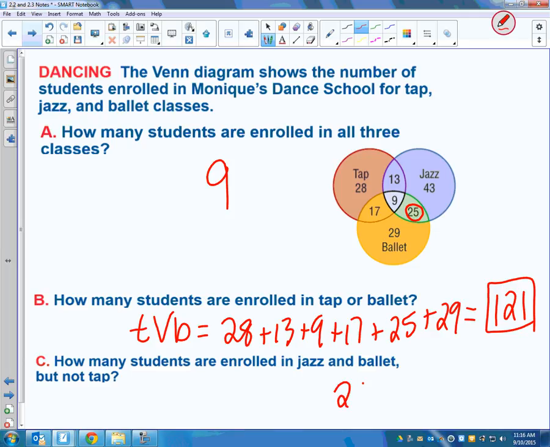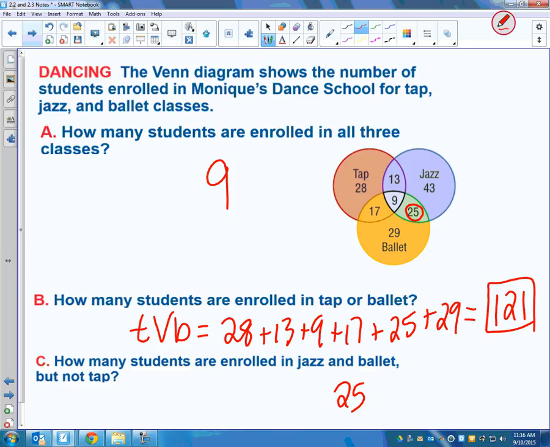I think for C, we just say 25. Because and means they have to be in both at the same time, but or means I can take tap, or I can take ballet. So I have one question on your homework with a Venn diagram, just because I think that's the kind of question that shows up on those standardized tests sometimes. Worthwhile to talk about. All right, but that's all we're doing from section 2.2.